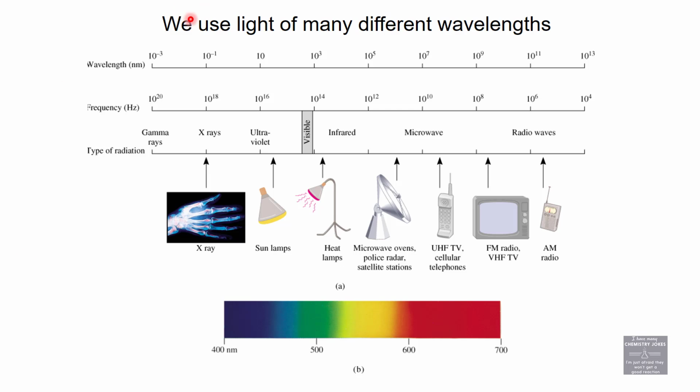Here is a spectrum, the electromagnetic spectrum. That's a listing of all types of light and light waves. There's gamma, there's X-ray, ultraviolet, visible, infrared, microwave, radio, lots of different types of waves that we see. These are all considered light waves.